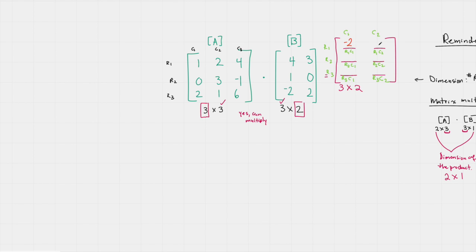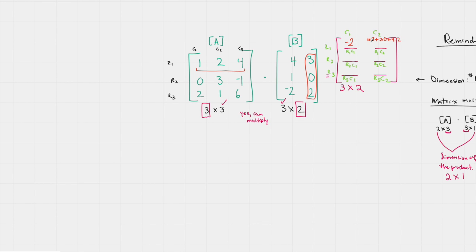So here we see row 1, column 2. So we'll go to row 1. Here's column 2. It's that simple. So we go 1 times 3 plus 2 times 0 plus 4 times 2. So in this case, we're going to get 3 plus 2 is 5. 5 plus 6 is 11.